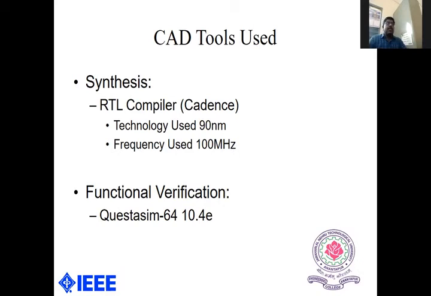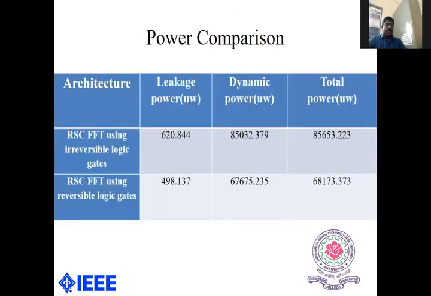So we implemented all those things by using the Cadence RTL Compiler with 90 nanometer technology with a clock frequency of 100 megahertz, and we performed functional and timing verifications in QuestaSim 64-bit 10.4 edition. All these results are deduced from RTL Compiler. The results deal with the power consumption of irreversible logic gates with respect to reversible logic gates. Irreversible logic gates: leakage power, dynamic power, and total power. Reversible logic gates: leakage power, dynamic power, and total power.